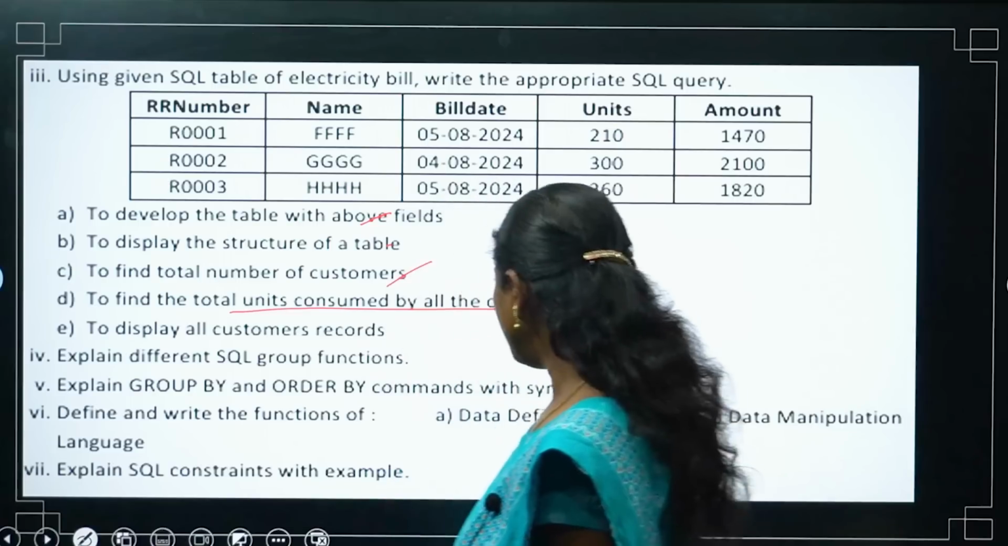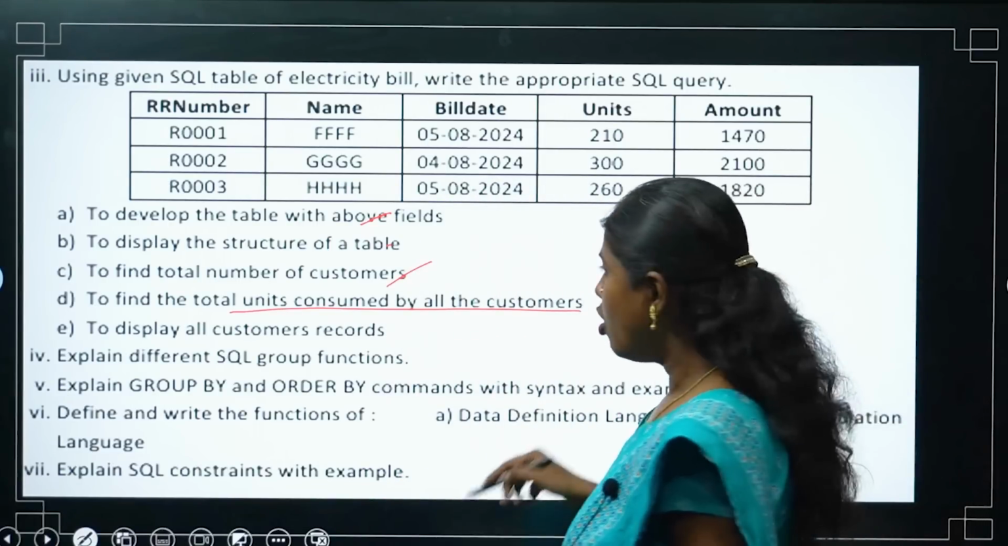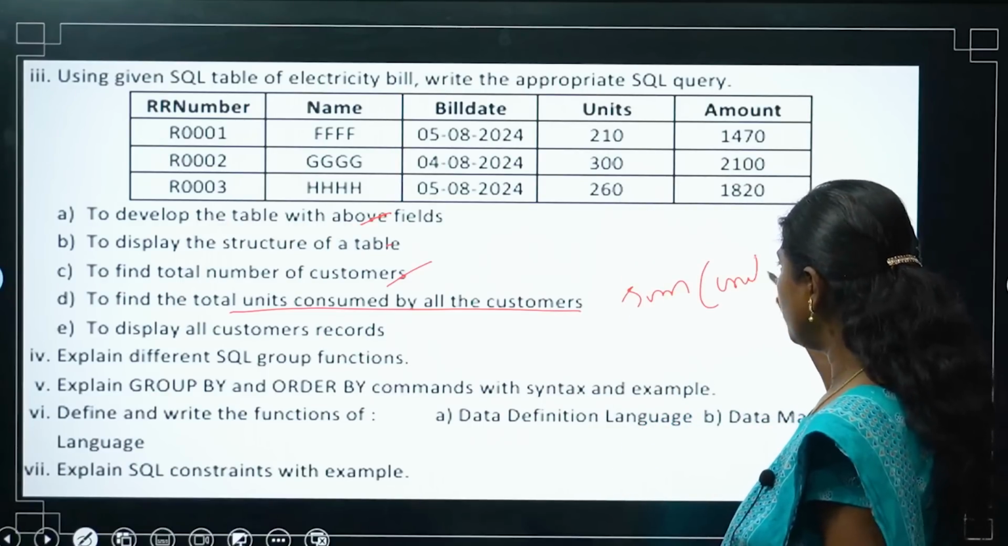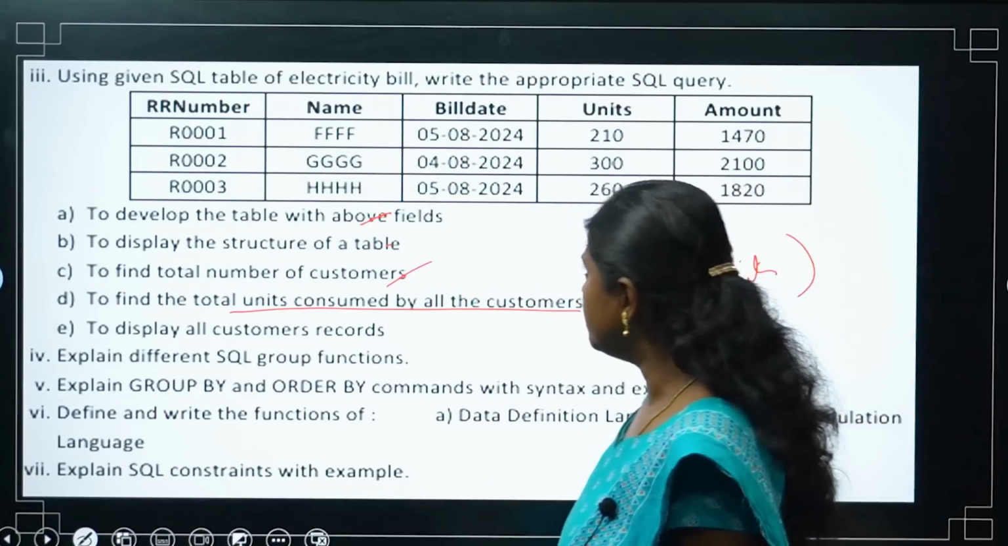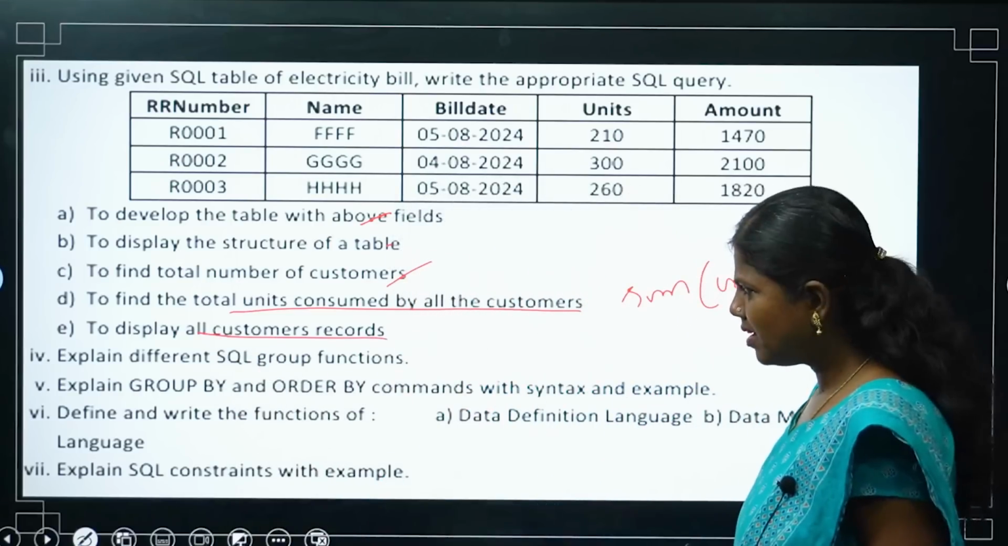Total units consumed by all the customers. We make use of the sum function here. So select sum of what? Sum of units, from the table electricity bill. To display all the records, select star from table name. It's the same thing.